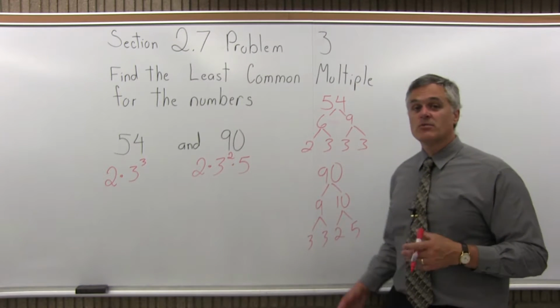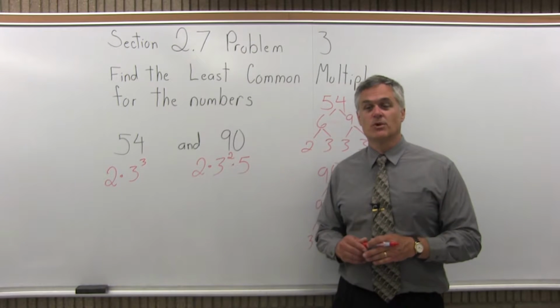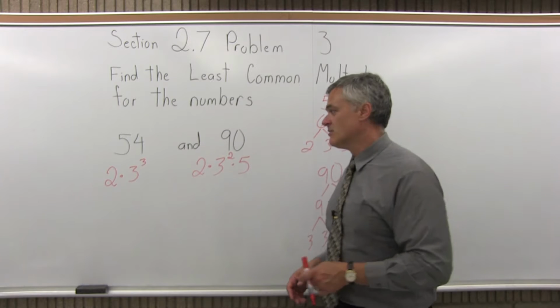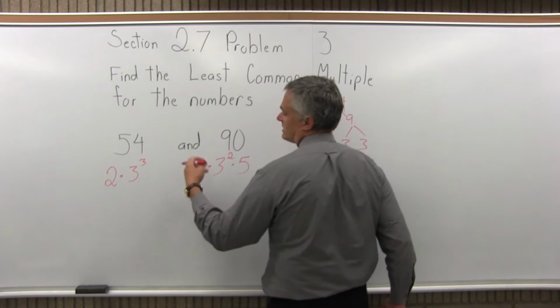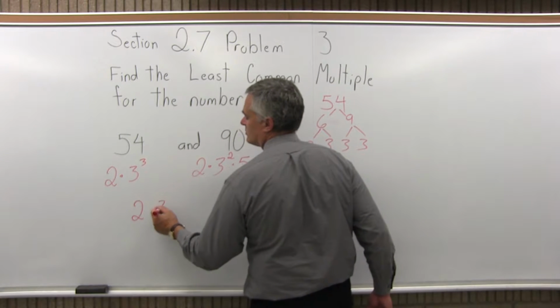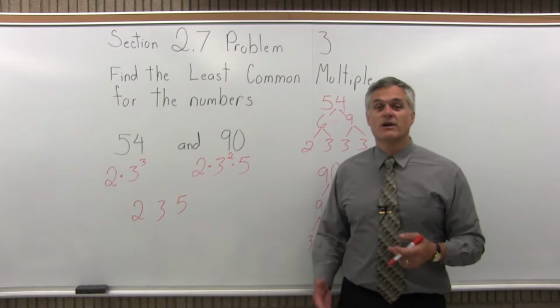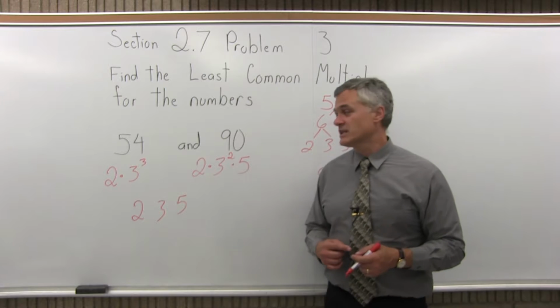So that's the first part of the process. You find the prime factorization for both numbers. Next, what I'm going to do is make a list of any prime that shows up in either prime factorization. So I'm using 2, 3, and 5. Those are the primes that get used. 2, 3, 5. Now what I want to do is consider the exponents. Where I have exponents, I want to take the larger exponent.